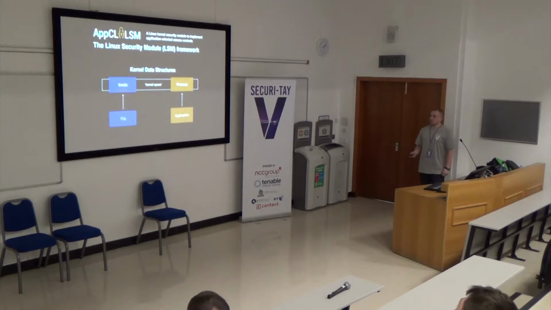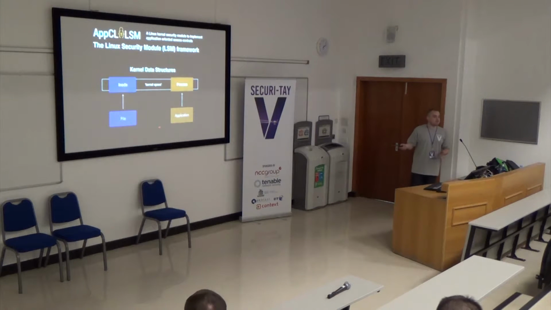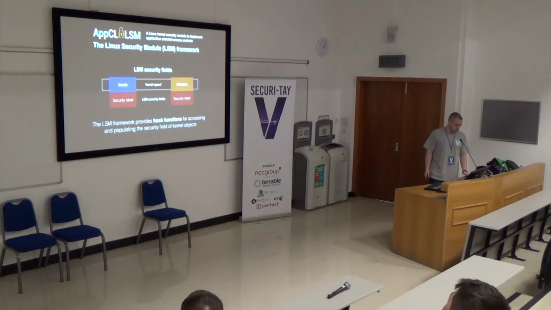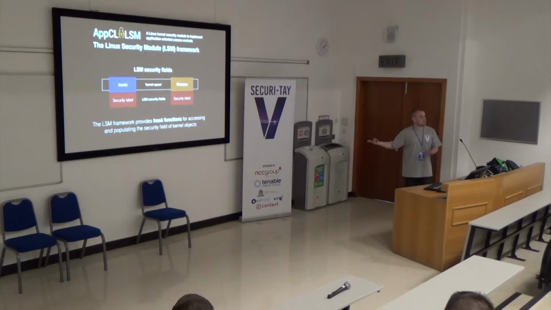So here we've got a file as we know it. In our kernel data structure, we've got our inode. We've got an application, because with our application-oriented access controls, we're going to have to be thinking about applications as well. And when an application is running, it's represented as a process. So the LSM adds security labels to these data structures. You then have hook functions to access, populate and make decisions based off those security labels and what you've stored in there.